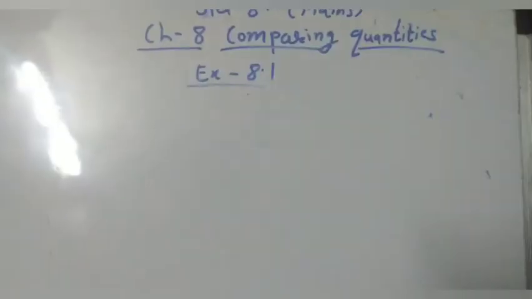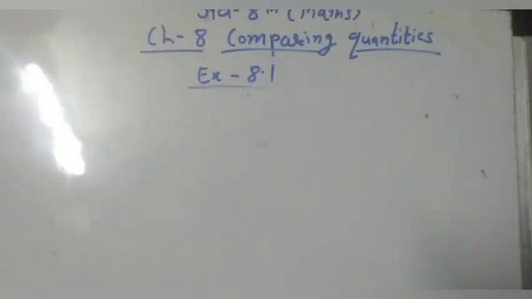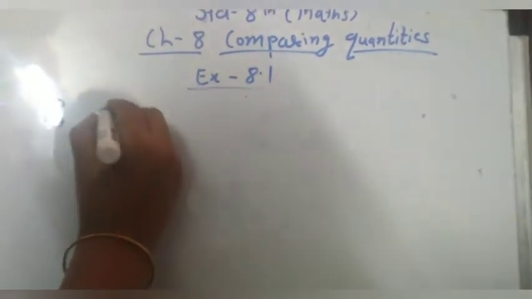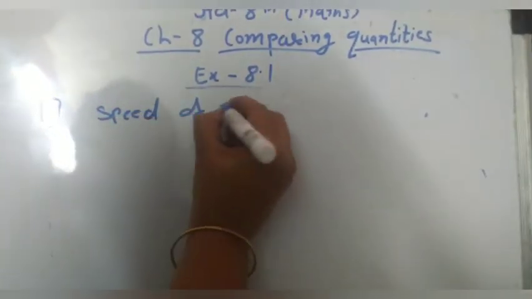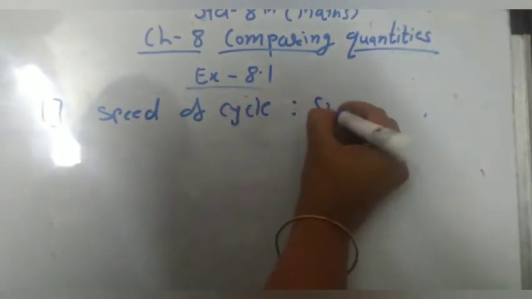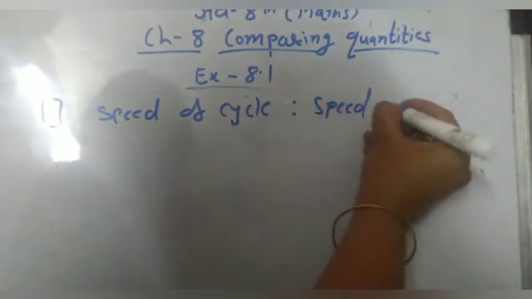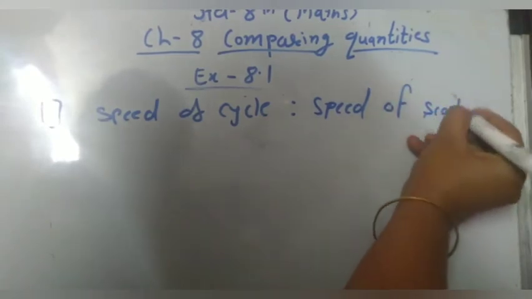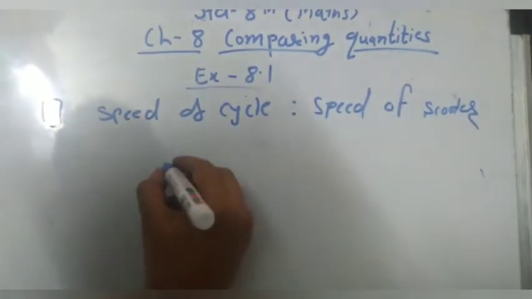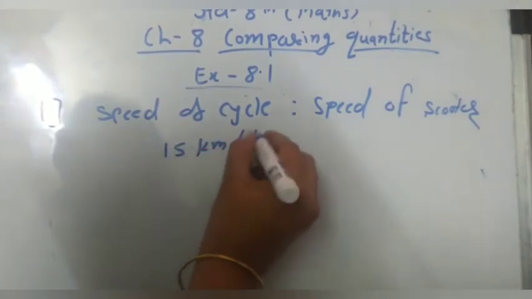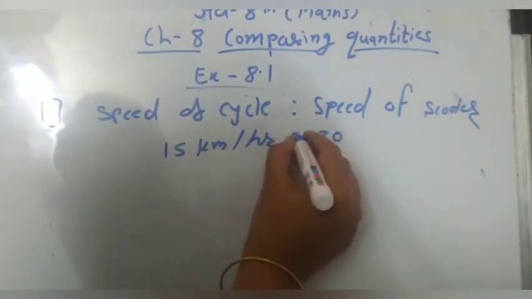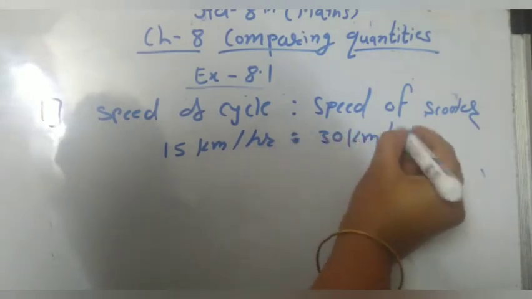Speed of cycle is 15 km per hour to the speed of scooter is 30 km per hour. We have to find out the ratio. So in problem 1, speed of cycle is to speed of scooter. So speed of cycle is what? 15 km per hour. Speed of scooter is what? 30 km per hour.